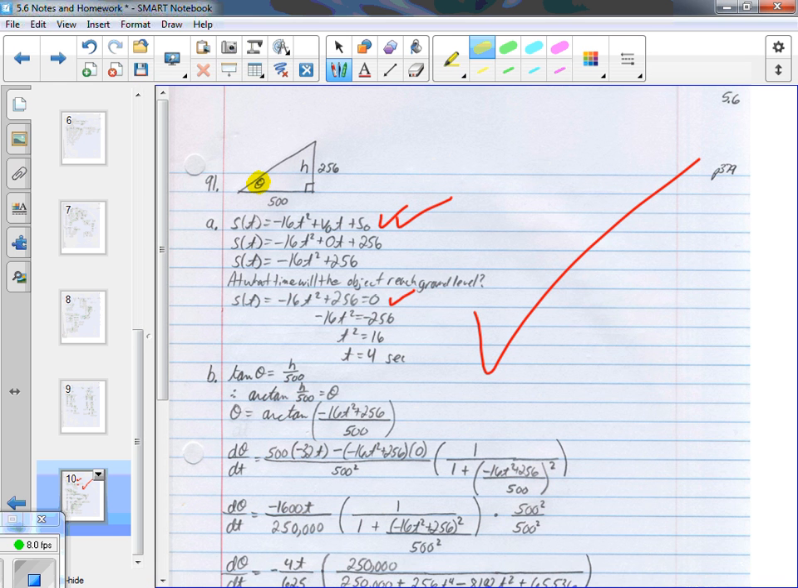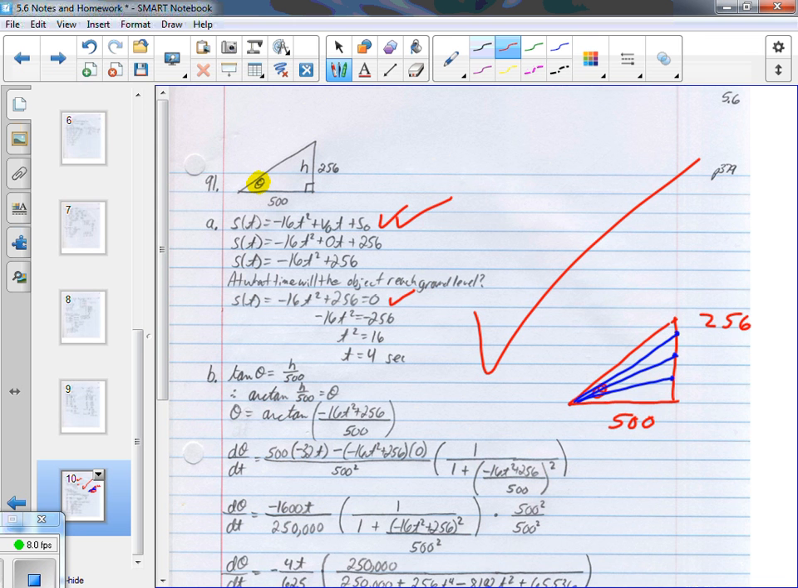All right. Now, what I have here first is I'm going to rethink this diagram. There's theta. That's 500. Theta is going to change as the object drops. Theta changes, making a new right triangle every time, right? Not only does theta change, that 256 that they gave us for the height, the object doesn't stay 256 feet off the ground, does it? So not only does the theta change, the h changes. It's this high, then it's this high, then it's this high.